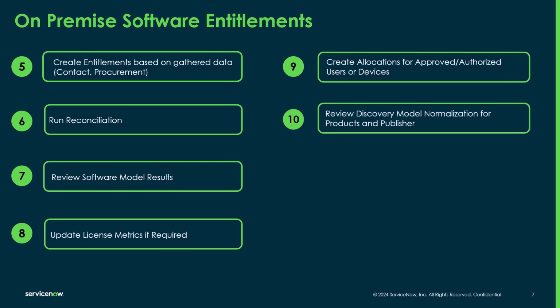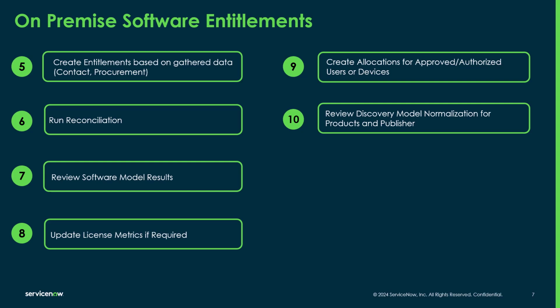So the next thing you're going to want to take a look at is you're going to want to review the discovery model normalizations for that publisher or product. So when discovery models are not fully normalized, that means they're missing information for the publisher or the product or the version. So these models likely won't be mapped back to the software model correctly.